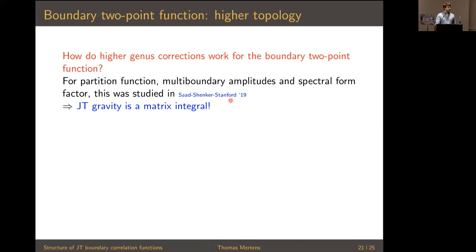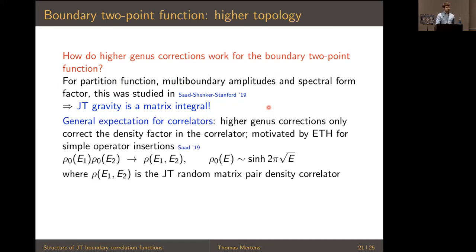And their main conclusion was that JT gravity as a whole is a matrix integral. So how does this work when you add these boundary operators? So how does this work for correlation functions? So there's a general expectation that higher genus corrections only correct the density factor in these correlators. So this is motivated by ETH for sufficiently simple operator insertions, but let me just mention what this statement means.